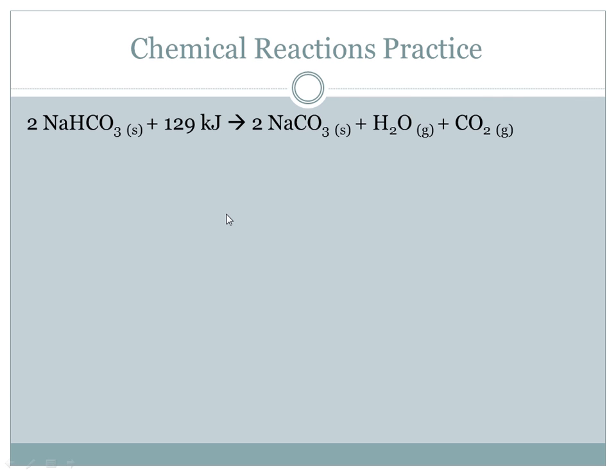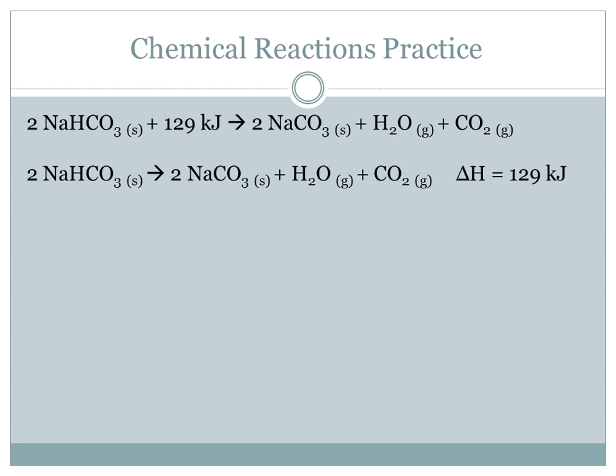So if I have a reaction where I have 2 sodium hydrogen carbonates plus 129 kilojoules, making 2 sodium carbonates plus water plus carbon dioxide. This is our reaction. Now, this has an enthalpy. The enthalpy here was a reactant, which means that our delta H is going to be positive. So our reaction as written is 2 sodium hydrogen carbonates making 2 sodium carbonates plus water plus carbon dioxide. And this is a delta H of positive 129 kilojoules, meaning this is an endothermic reaction.